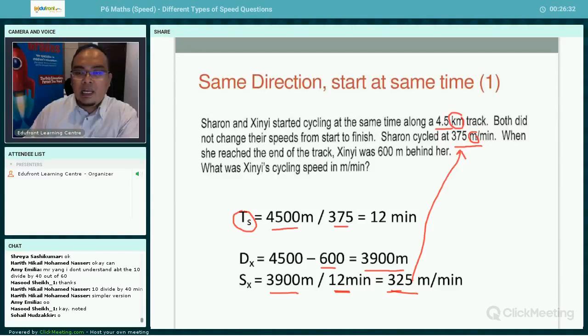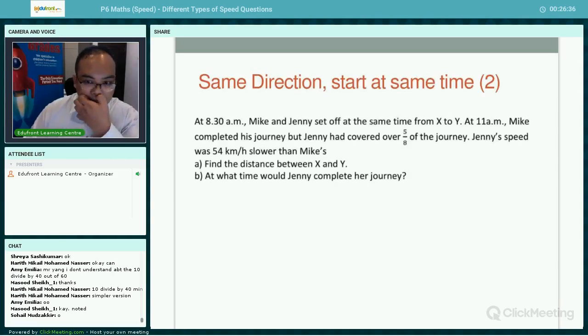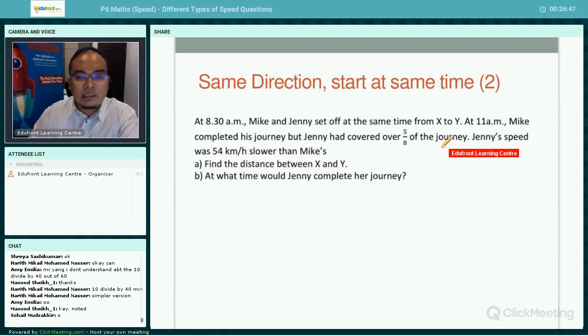Let's take a look at another kind of question. The same direction, starting at the same time. So there's a different variation. Same direction, starting at the same time. Now let's take a look at this question. I'll give you 2 minutes to read this question first.